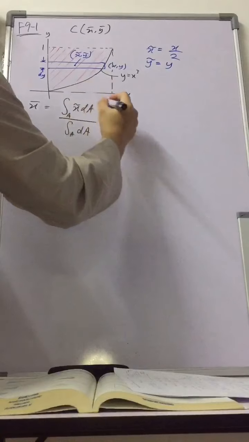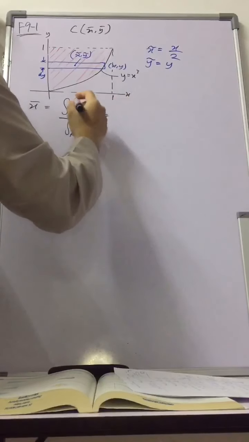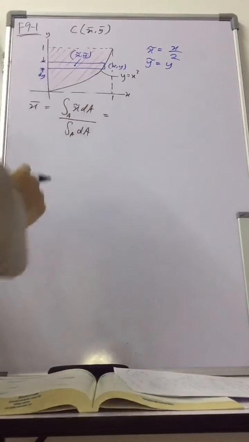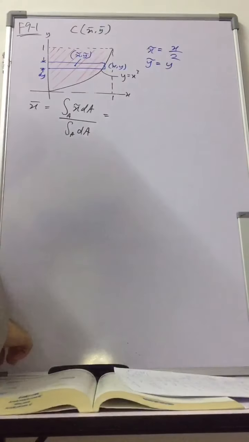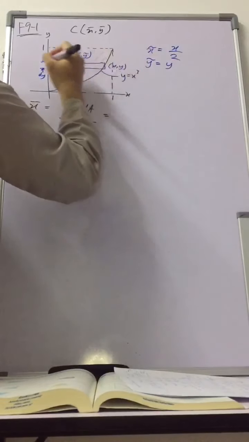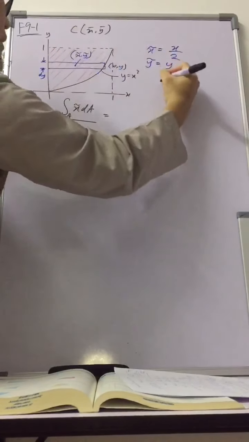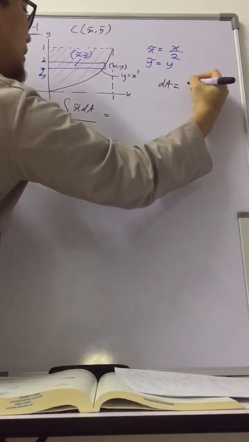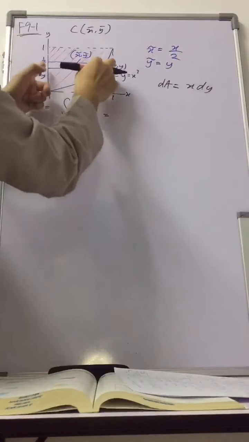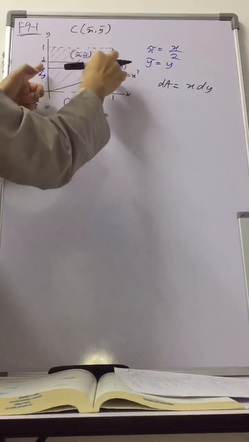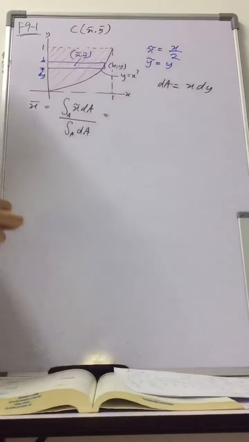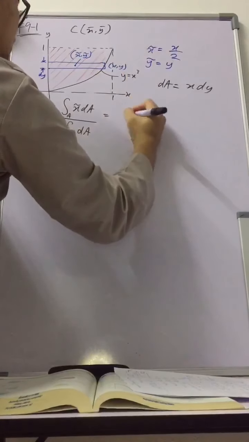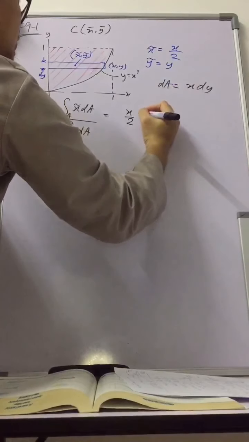So we put it into the equation for x bar. X tilde is x over 2. Another thing, what is dA? dA is the differential area, which is this times this, so x times dy: x is the length, and the thickness is dy. So we put into the equation, x tilde is x over 2, and dA is x dy.